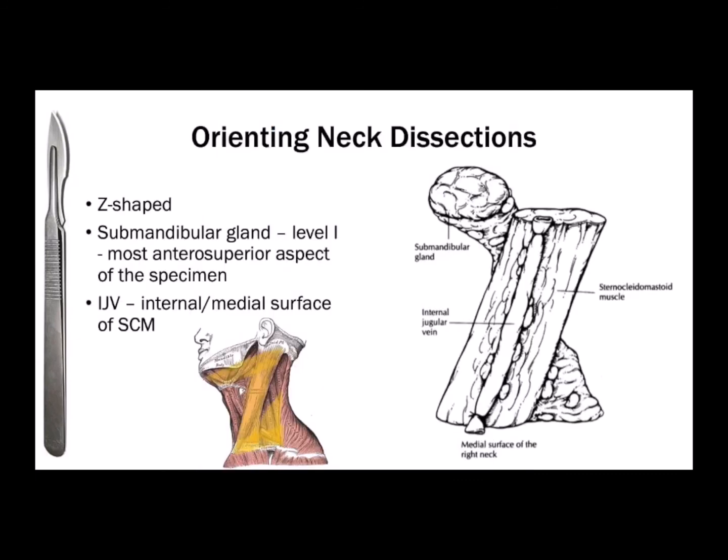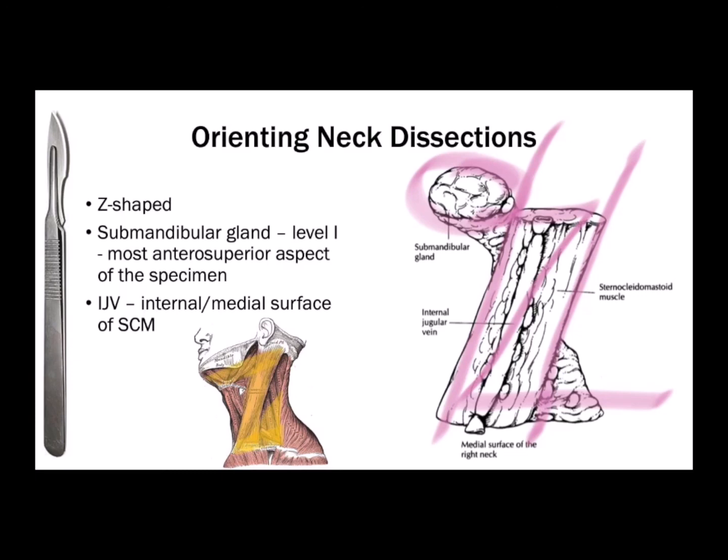So how do you orient a neck dissection? I know that we all probably learned in school how to orient these. The classic instruction is that it's a Z-shaped structure and you can just orient it like a Z. So you want to look for that submandibular gland, and that's going to be the most anterior and superior part of the specimen, right? So you can find that. Usually it's pretty easy to find. And then you're going to have this Z shape coming down, and you can use that sternocleidomastoid muscle as the middle part of the Z, and that would be levels 2, 3, 4, right?